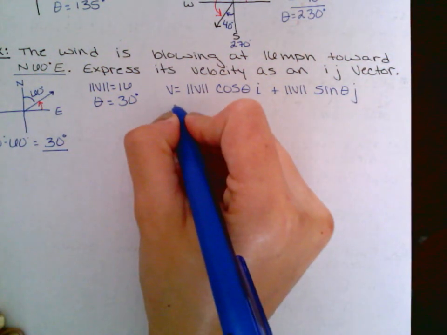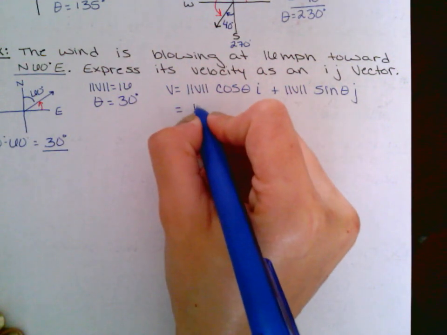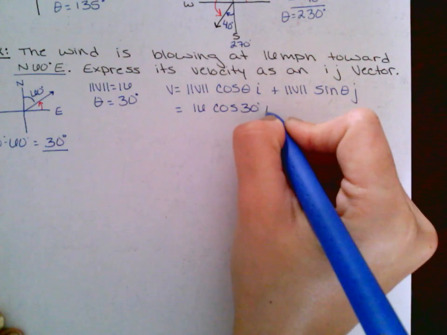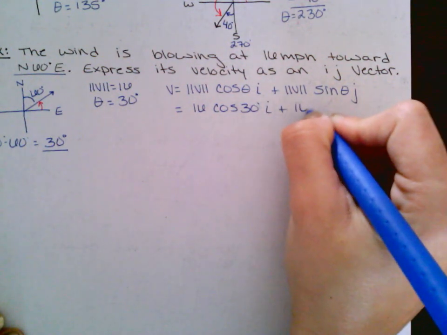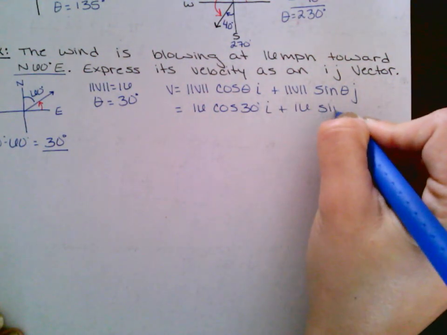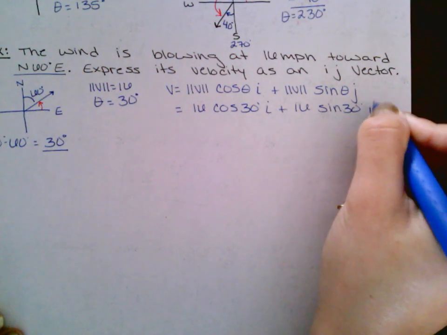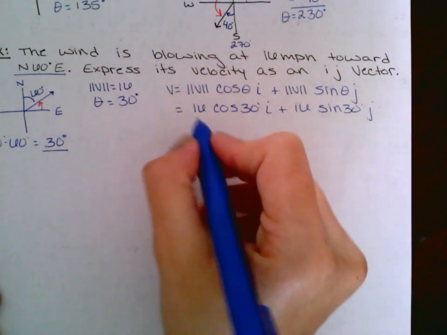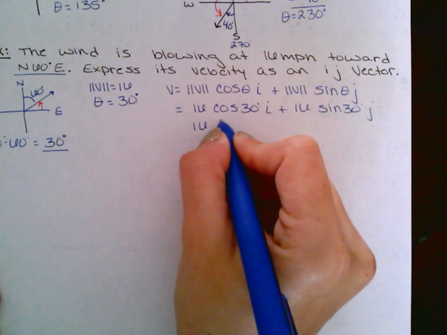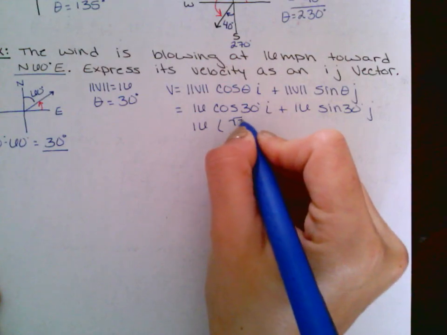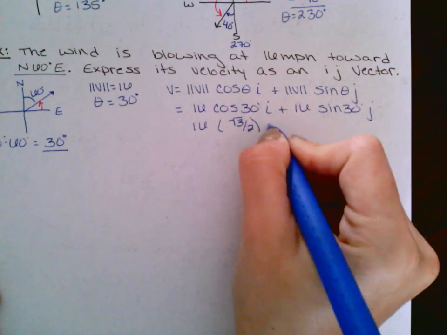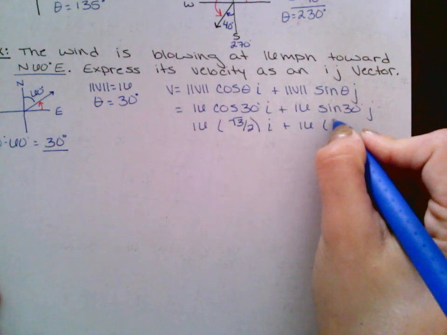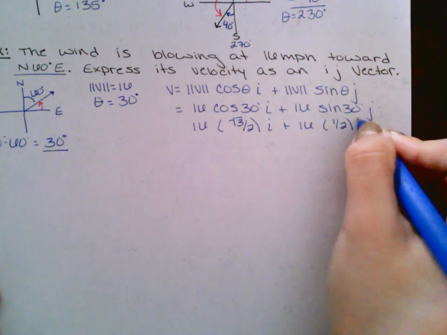Okay, so now I can say 16 times cosine of 30 i plus 16 of sine of 30 j. Okay, now I'm going to go to my unit circle for sine and cosine of 30, so I can say 16 times square root of 3 over 2 plus 16 times 1/2 j.